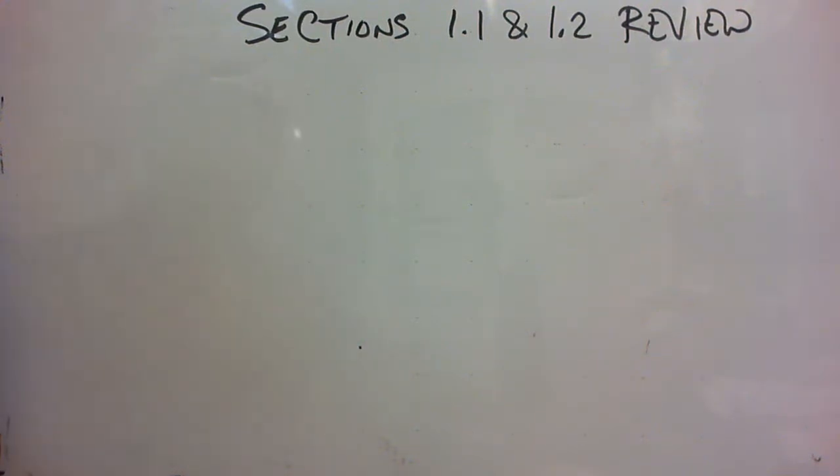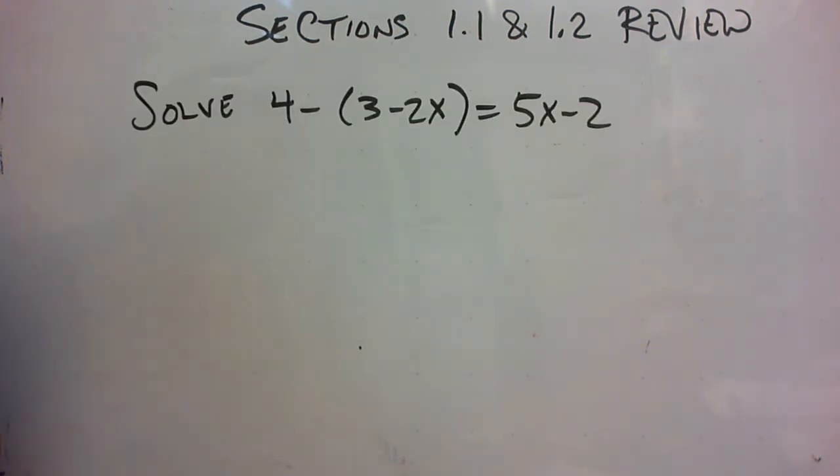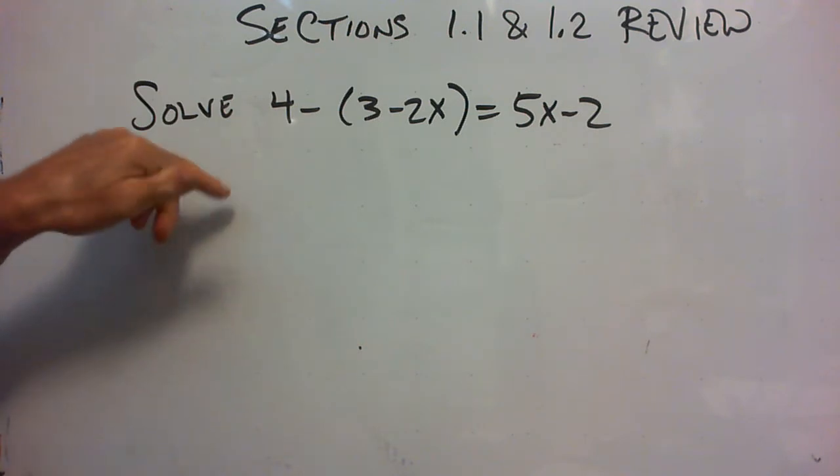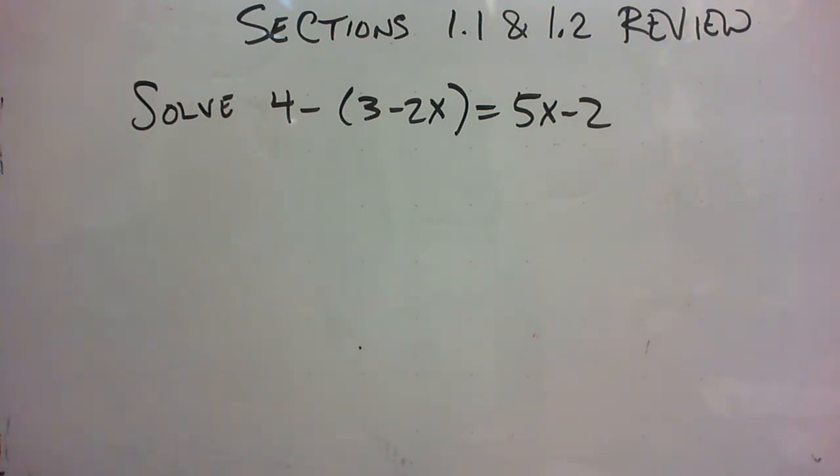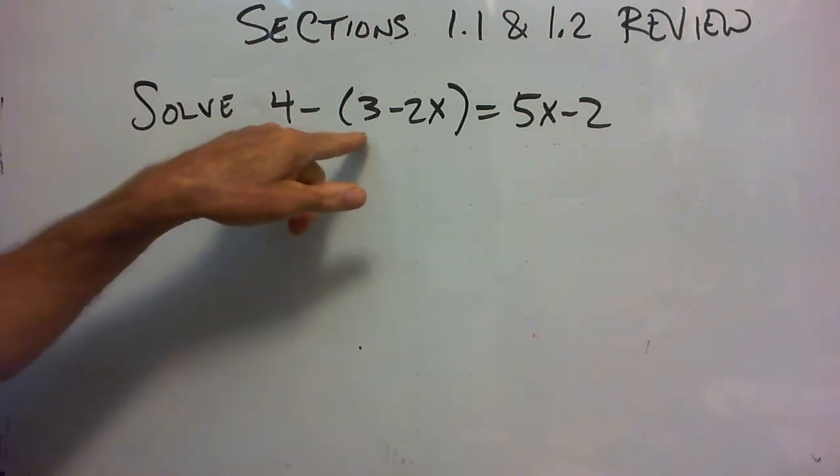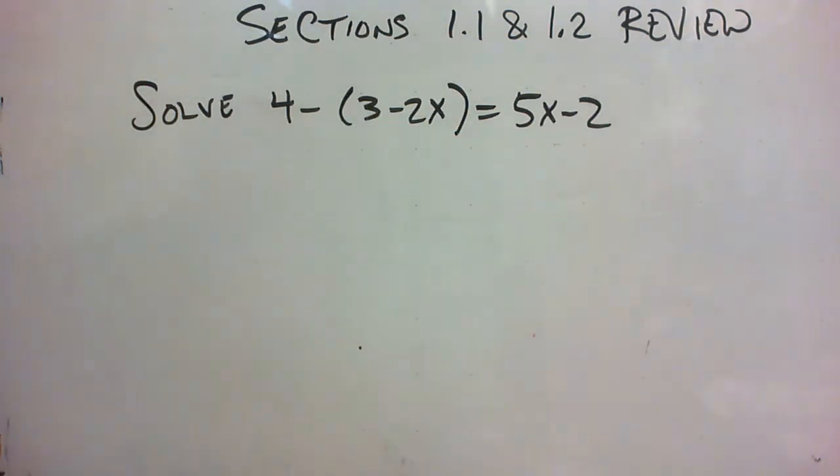Okay, we're going to do some review problems from section 1.1 and section 1.2. We'll start with a fairly simple Algebra 1 problem. Solve 4 minus the quantity 3 minus 2x equals 5x minus 2. So you're going to have to remove parentheses, gather like terms, get everything on one side, and solve for x. So try this and come back, check your answer.